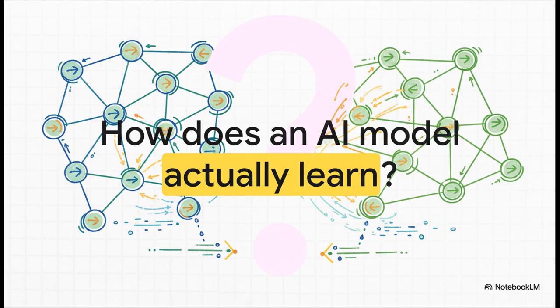Okay, so it really all comes down to this one central question. You have an AI model, and it's supposed to get smarter. It does that by tweaking millions, sometimes billions, of tiny internal knobs or parameters. But how in the world does it know which way to turn them? That's the core mystery we're going to unravel today.